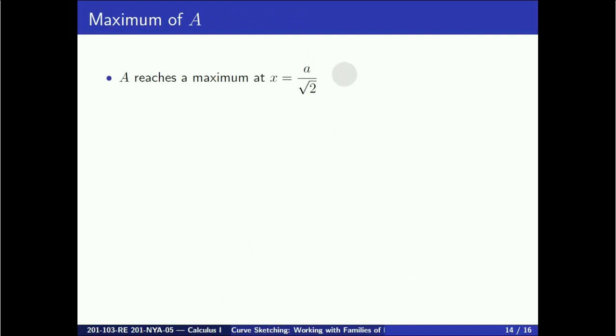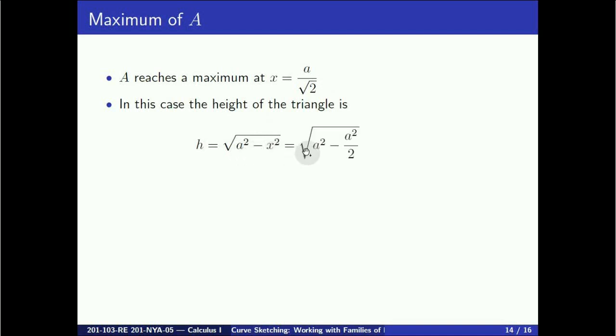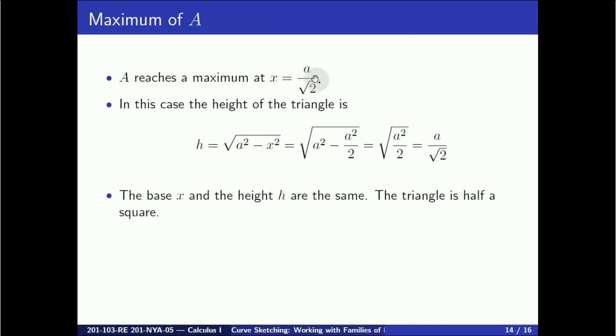When x is a over root of 2, so this is where the maximum is reached, the height h is root of a squared minus x squared, which is root of a squared minus a squared over 2, or root of a squared over 2, or simply a over root of 2. So therefore, the base and the height are the same at the maximum, and the triangle in that case is just half a square. So the area is base times height over 2, so a divided by root of 2 times a divided by root of 2 divided by 2, and this gives a squared over 4.